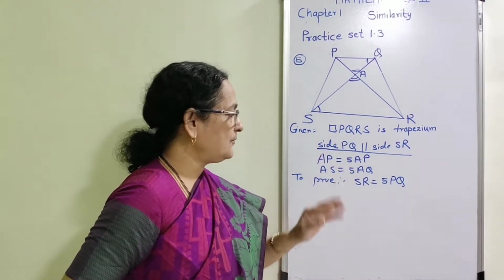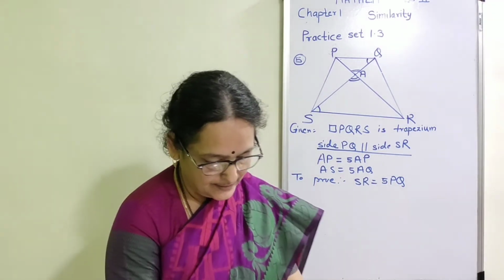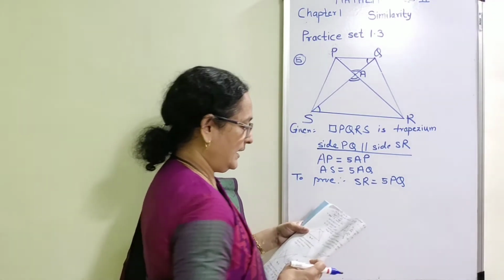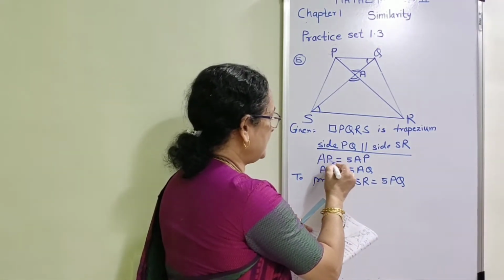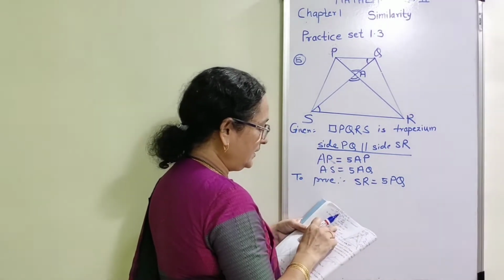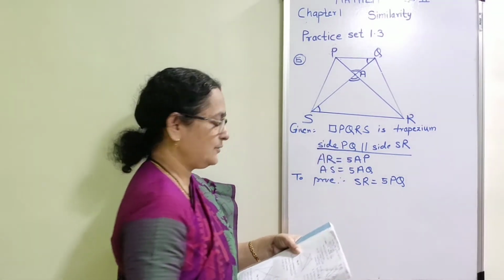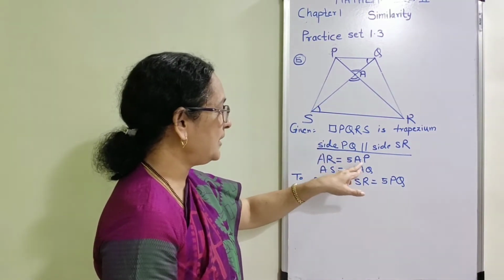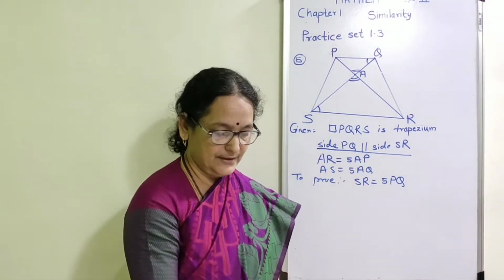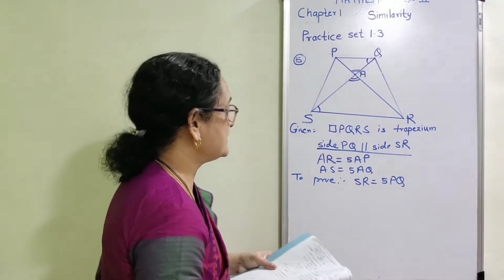AP is equal to 5AP. Sorry, I have taken it wrong. AR is equal to 5AP. In the given, they have given that AR is equal to 5AP, and therefore AR upon AP is equal to 5 upon 1. Now we will complete the given example.